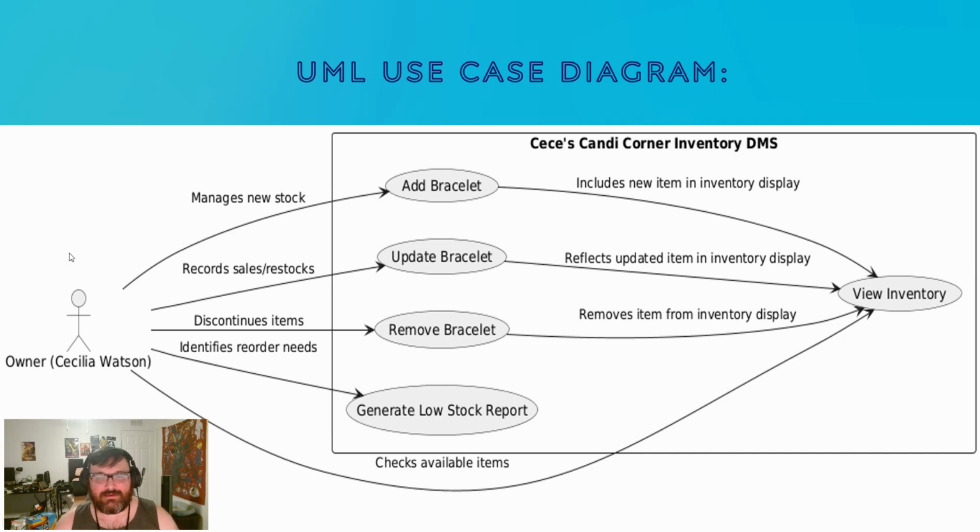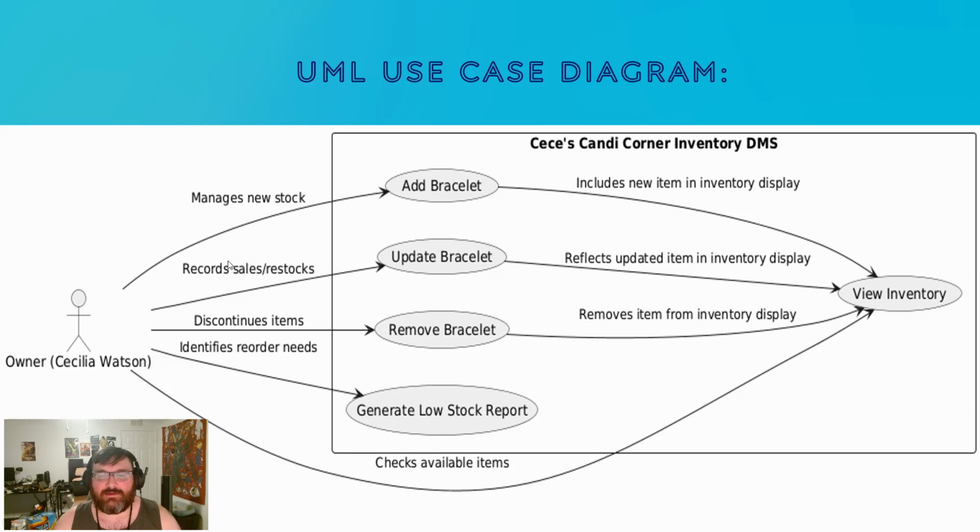Now, we're going to go over the UML use case diagram. So basically, here we've got Cecilia, which is my wife. She wants to manage the new stock. She's going to do that by add bracelet. It includes the new item with an inventory display, and it pulls from the view inventory.